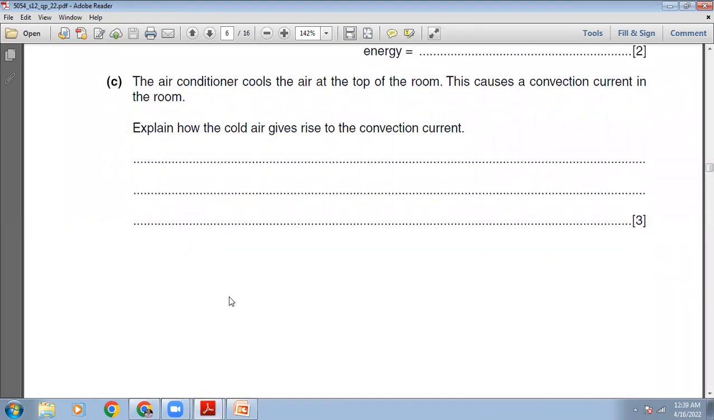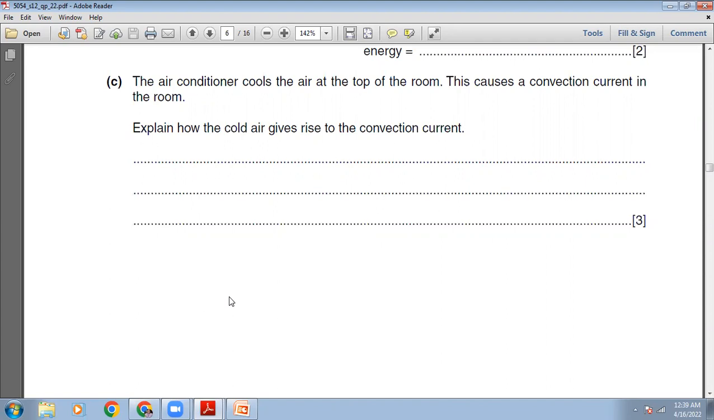The air conditioner cools the air at the top of the room. This causes the convection currents in the room. Explain how the cold air gives rise to the convection currents. You see, what will happen? The air which is on the top will cool. And when it will cool, its particles will come close to each other, and the intermolecular spacing will decrease. And so the air will become denser.